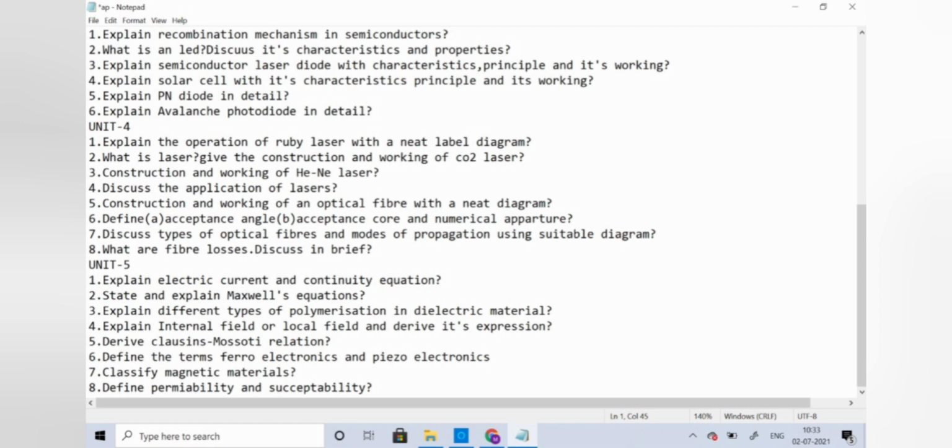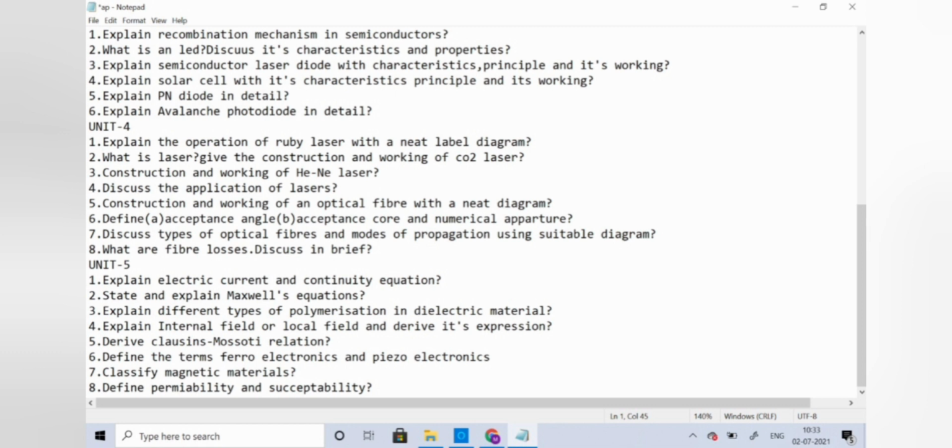Next, unit 5. Coming to unit 5, the first question is explain electric current and continuity equation. This question, if you have time, you go through it, otherwise you may skip this question. Next, second question, state and explain Maxwell's equations. Yes, this question is very important and please go through it. Third question, explain different types of polarization in dielectric material. Yes, you have to learn this question also.